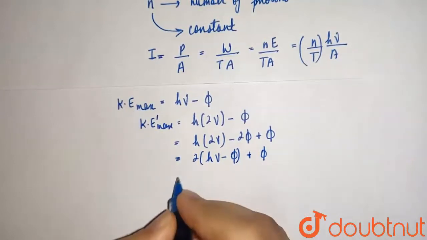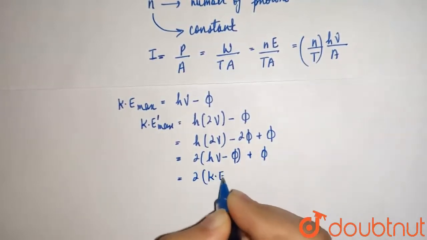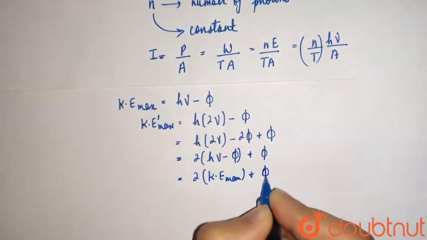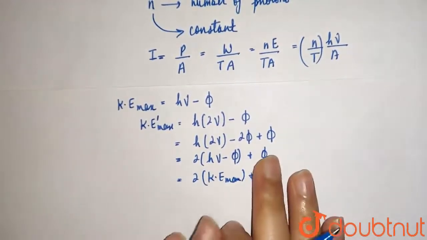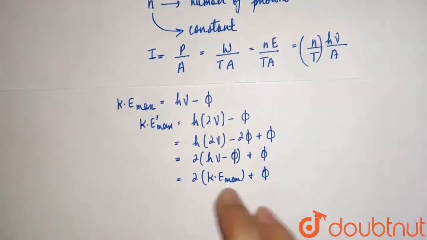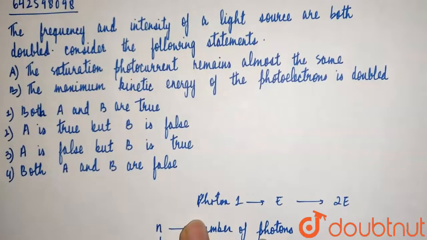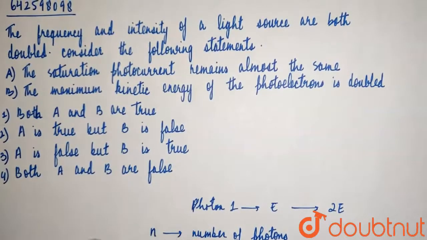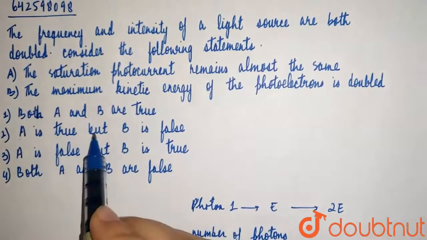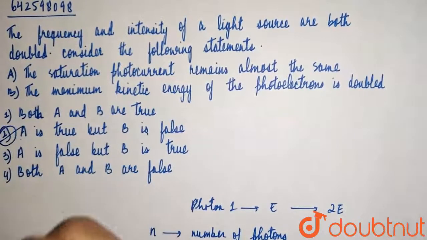What is this thing? Initial kinetic energy, so we can write it as 2 times KE max plus phi. Had this term not been there, then we could have said that the kinetic energy is doubling its value, but we have 2 times the initial kinetic energy plus something. So it is changing more than twice. So the maximum kinetic energy of the photoelectron is not only doubled, it is doubled plus some extra amount. So we can say this statement is wrong. So A is true but B is false. This is the right option.